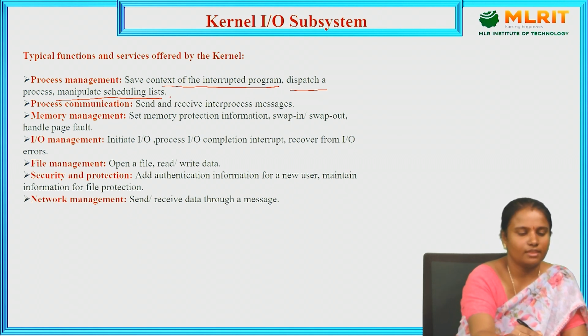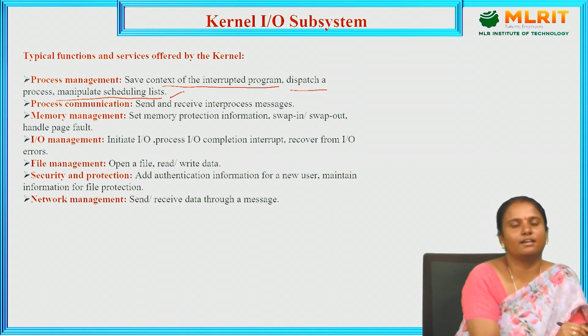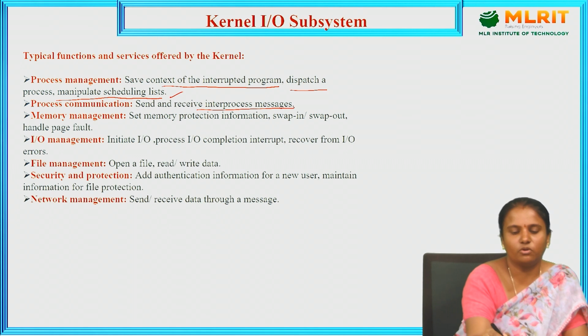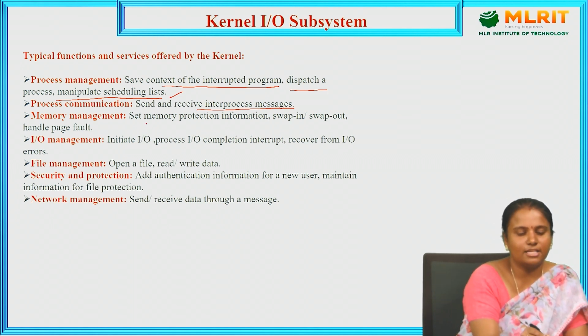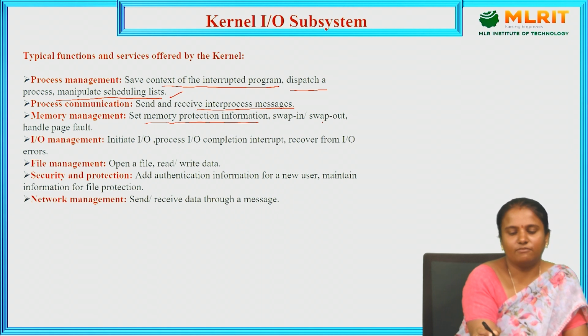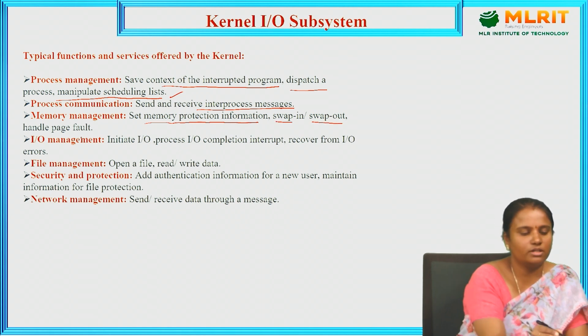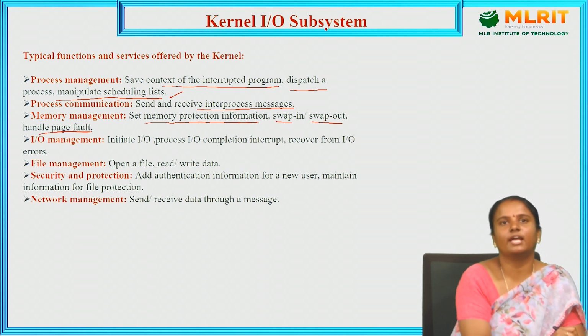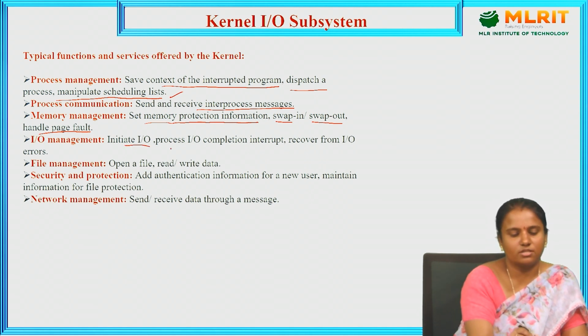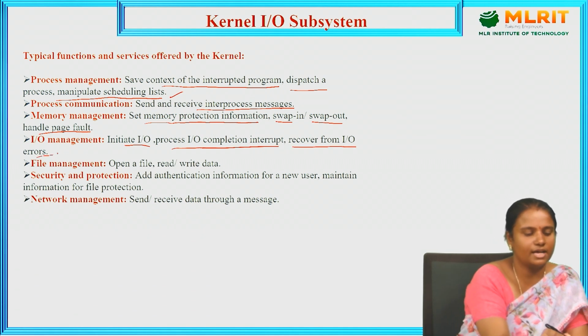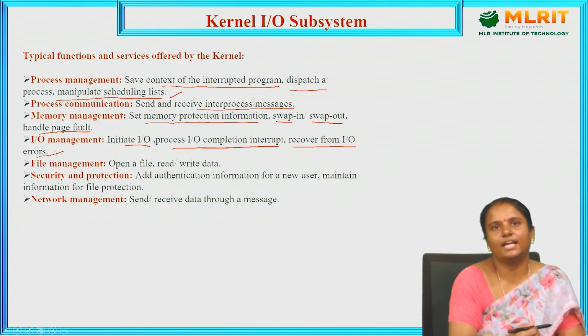Next, how do we communicate with the process? By sending and receiving inter-process messages. Memory management: set memory protection information, swap in, swap out, and handle page faults. So, page faults may occur. Input-output management: initiating input-output, processing input-output completion interrupts, and recovering from input-output errors. So, these are initiating, completing and recovering.